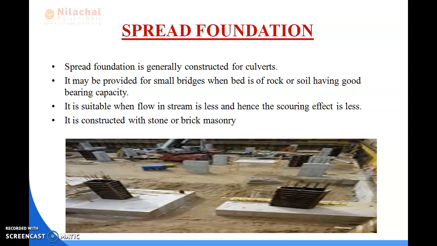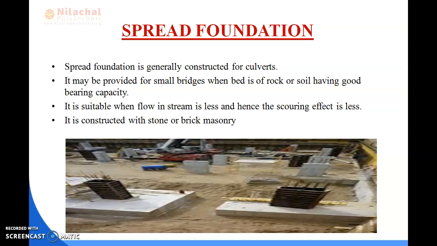So spread foundation is generally constructed for culverts. These are the pictures of your spread foundation, and it may be provided for small bridges when the bed is of rock or soil having good bearing capacity, and it is suitable when the flow in the stream is less and hence the scouring effect is also less. A typical spread foundation is shown in the figure here, and it is constructed with stone or brick masonry.